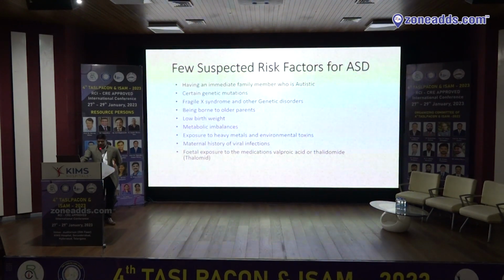So I want to mention a few suspected risk factors for ASDs. Having an immediate family member who is autistic, we can suspect a risk factor. Chances are the other kid may develop ASD. Also certain genetic mutations, Fragile X syndrome, and other genetic disorders.